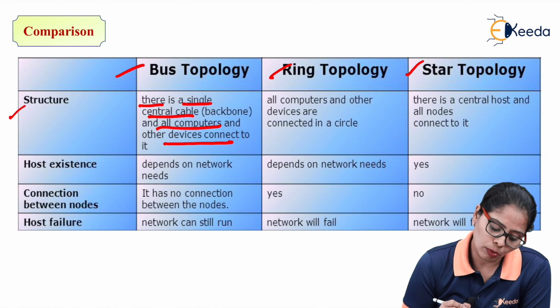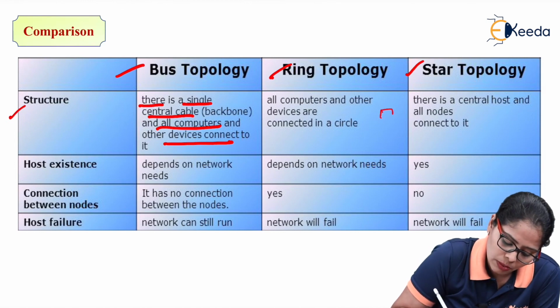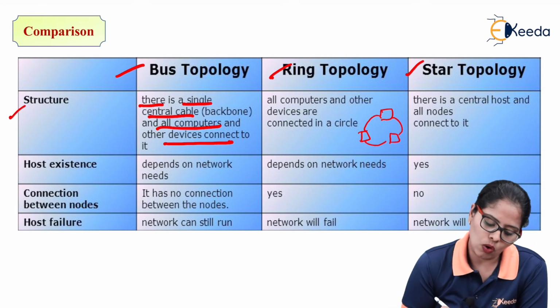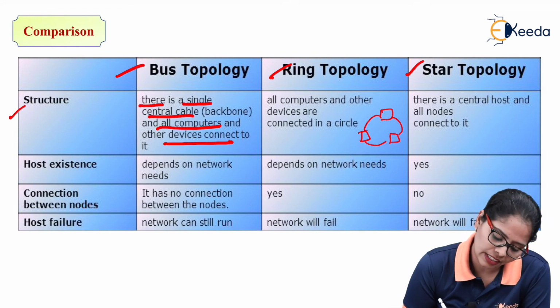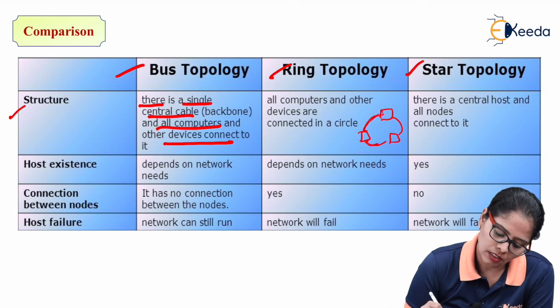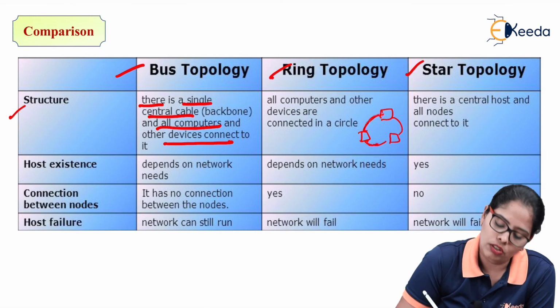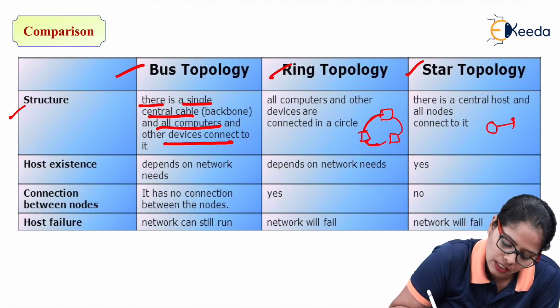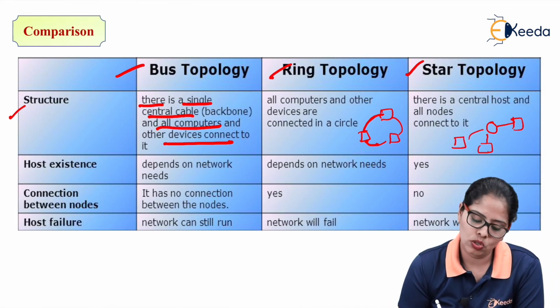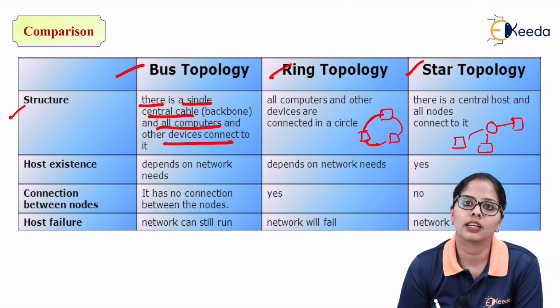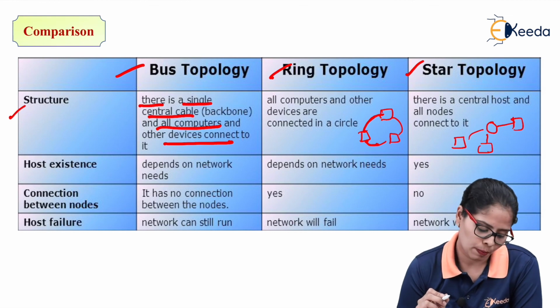Now in the ring topology, what happened? The ring topology has a structure like this. All the computers and devices are connected in a circle. In the star topology, the devices are connected this way. The central host is there and all nodes are connected to the central host.